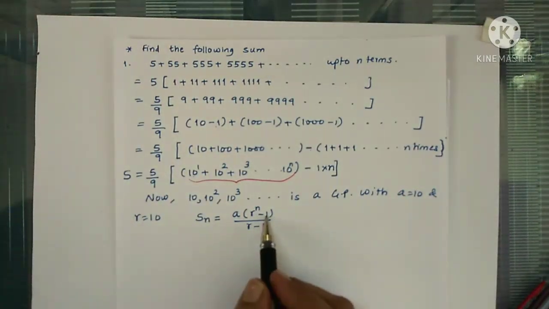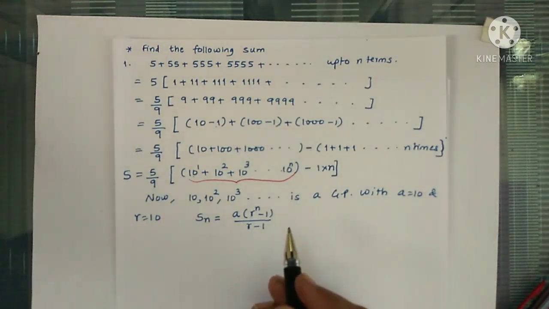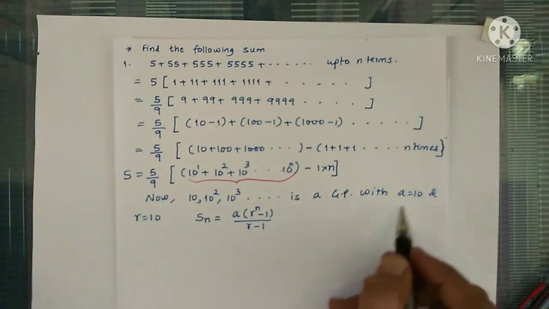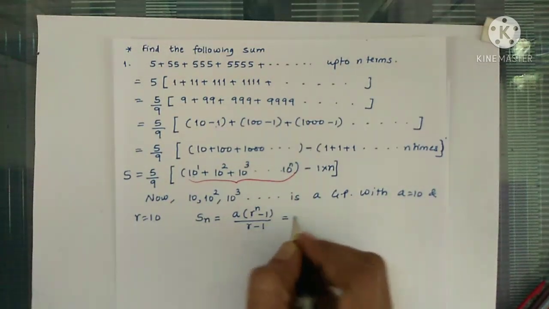Either this, or we can write this as (1 minus r raised to n) upon (1 minus r). Now why are we using this? Because r is greater than 1 here. r is 10. So we are using this formula. So let's substitute the values.